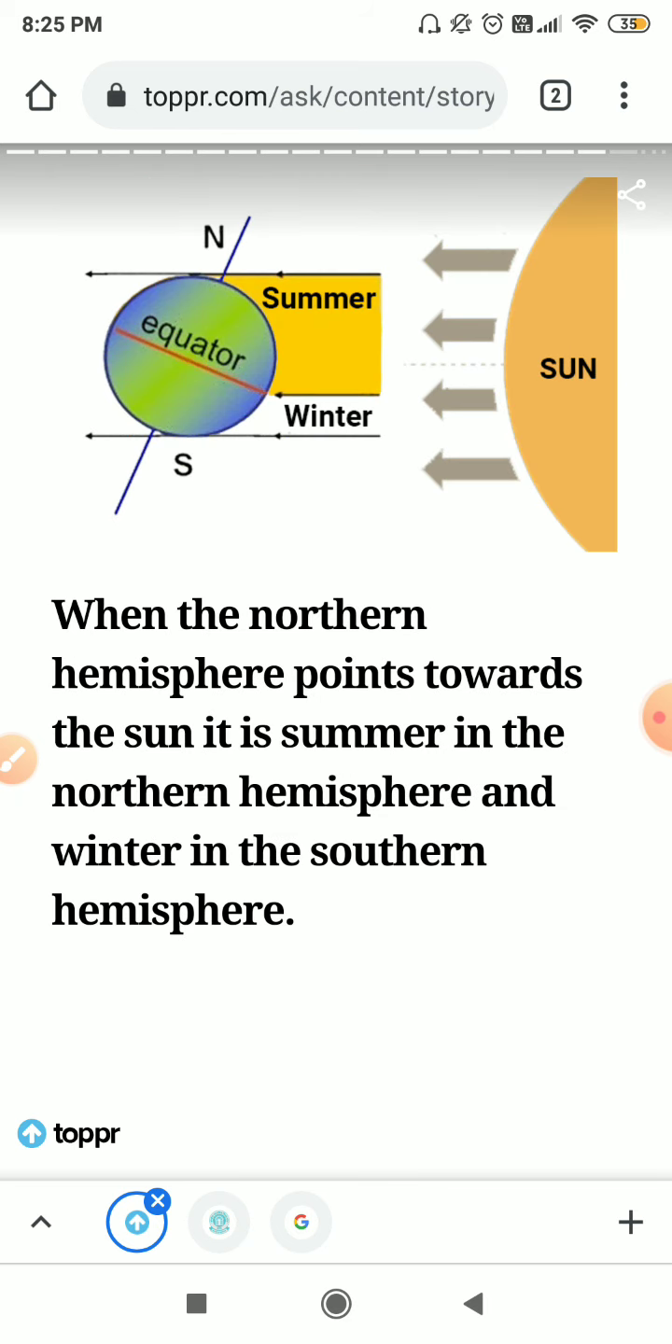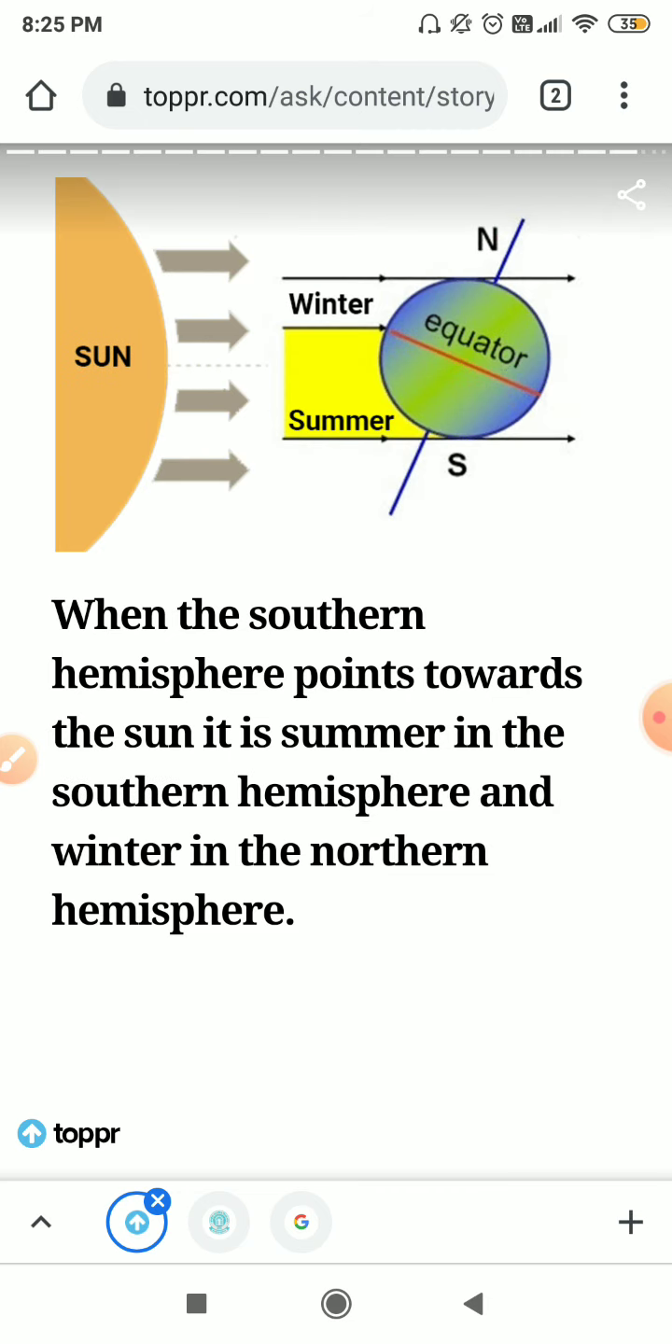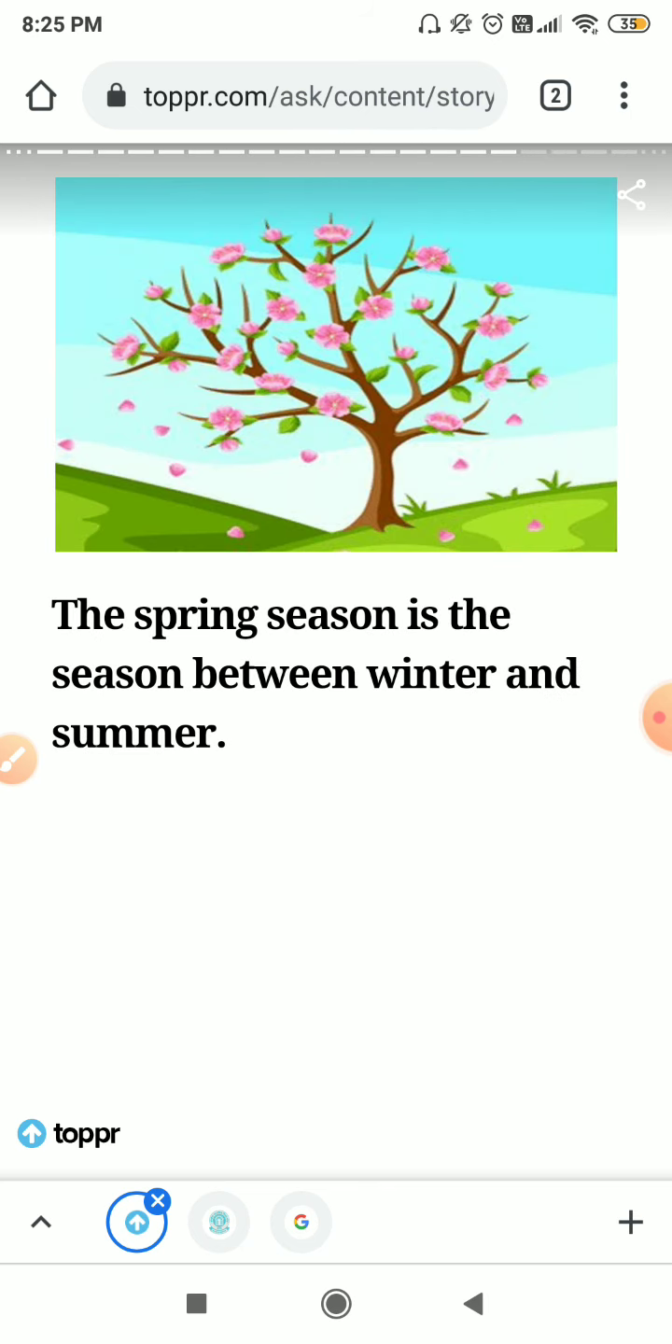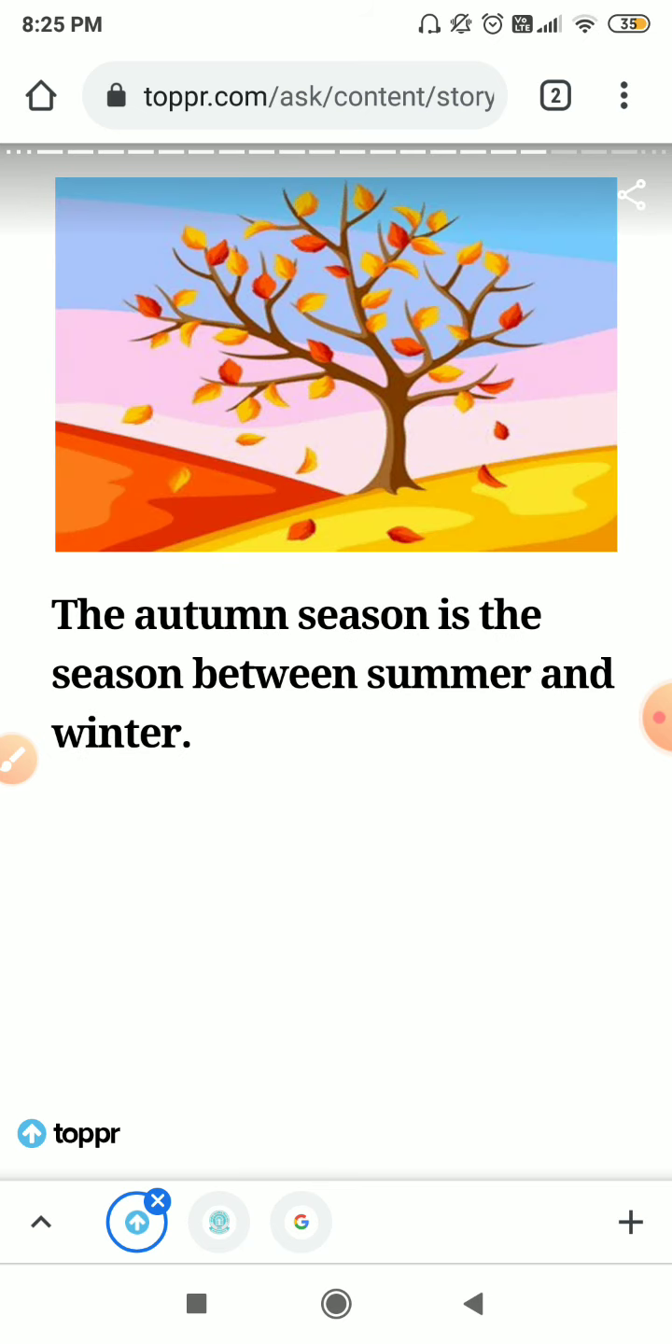When the northern hemisphere points towards the Sun, it is summer in the northern hemisphere and winter in the southern hemisphere, as you can see in this picture. When the southern hemisphere points towards the Sun, it is summer in the southern hemisphere and winter in the northern hemisphere. The spring season is the season between winter and summer. The autumn season is the season between summer and winter.